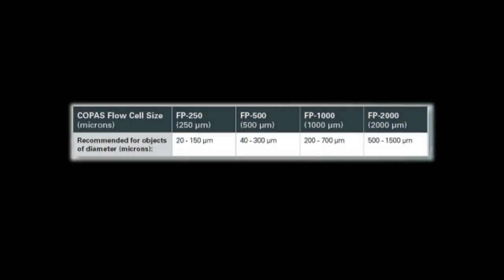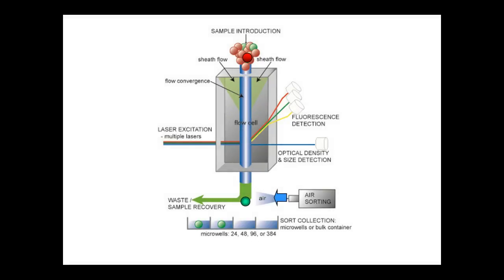The large bore fluidics can accommodate objects as wide as 10 to 1500 microns. There are 4 COPAS FP platforms. Each flow platform specializes in a subset of this size range. The patented sorting mechanism utilizes an air diverter to dispense a fluid drop containing the object.